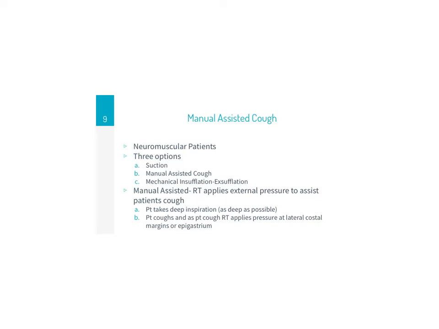Okay, a manually assisted cough. These are going to be for our neuromuscular patients. So these are going to be for our quads and paraplegics. So they do not have a strong enough cough and may require assistance. So that is where we are going to choose from these three options. So know these three options.